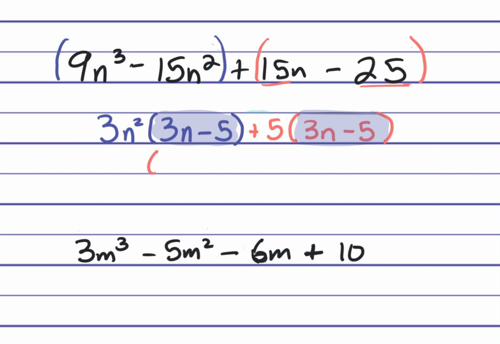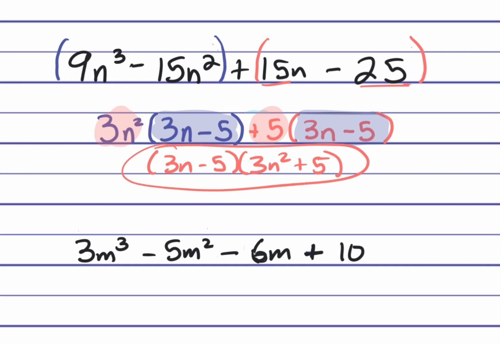So our first polynomial is 3n minus 5. Our second polynomial is going to be everything that's left, which is 3n squared plus 5. That's the factored form of 9n cubed minus 15n squared plus 15n minus 25. How'd we do? We do okay? Okay.